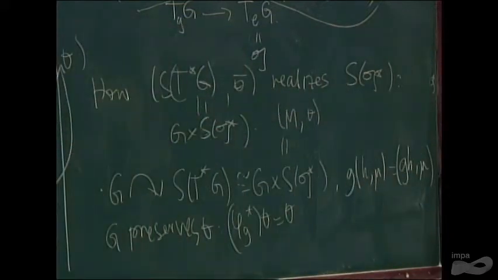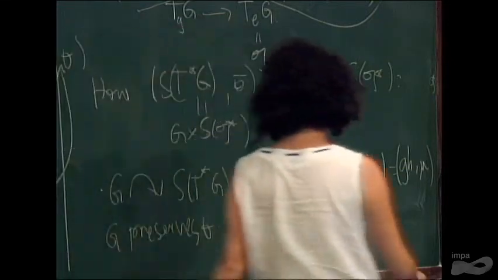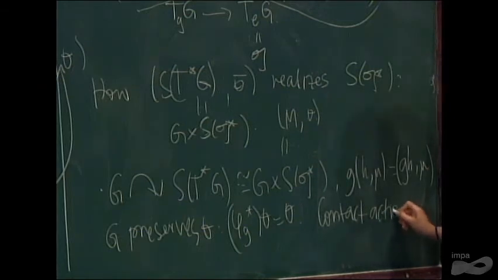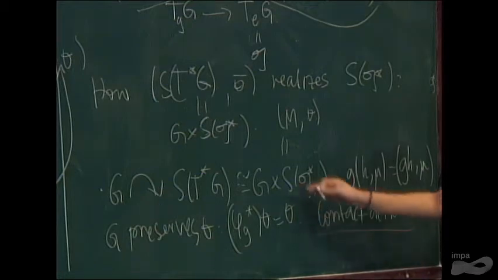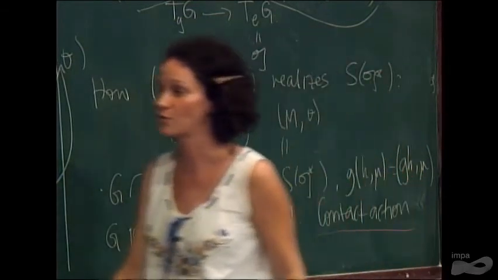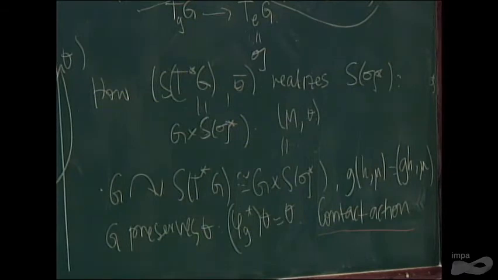And that's what we call, well, I want to call this a contact action. This is a general definition, okay? So you have a contact manifold, you have a Lie group acting, and you have this condition, then you call it a contact action. As soon as you have a contact action, you get a moment map.